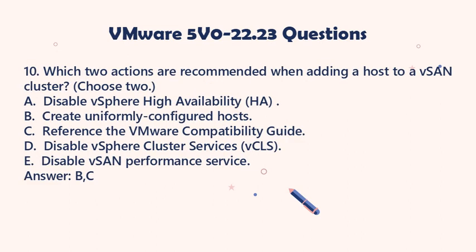10. Which two actions are recommended when adding a host to a vSAN cluster? Choose 2. A. Disable vSphere High Availability, HA. B. Create uniformly configured hosts. C. Reference the VMware compatibility guide. D. Disable vSphere Cluster Services, VCLS. E. Disable vSAN performance service. Answer: B, C.